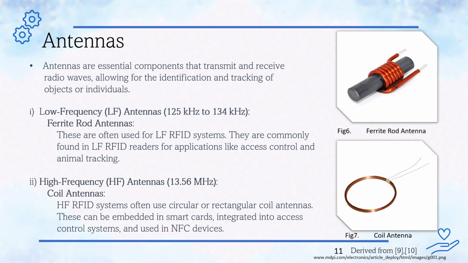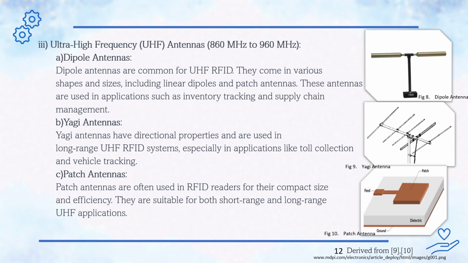Next are the high frequency antennas, which are in the range of about 13.56 megahertz. In this range, we use coil antennas. High frequency RFID systems often use circular, or even rectangular, coil antennas. These are generally coils wound in a specific shape. They can be embedded in smart cards, integrated into access control systems, and also used in near field communication devices.